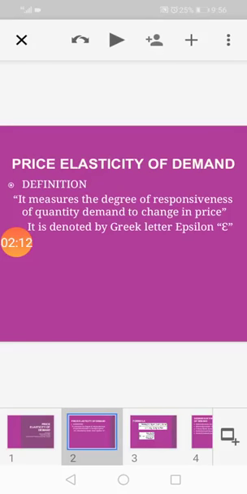It measures the degree of responsiveness of quantity demanded to change in price, and it is denoted by the Greek letter epsilon. So it measures the degree of response. Degree of response of what? Degree of response to change in price. When price changes, how does quantity demanded react due to this change in price? So it measures the degree of responsiveness of quantity demanded to change in price.